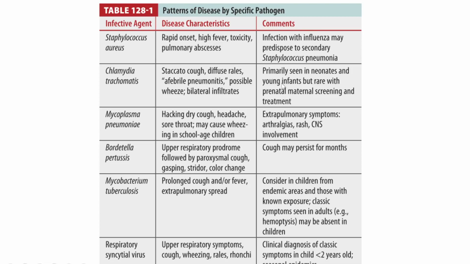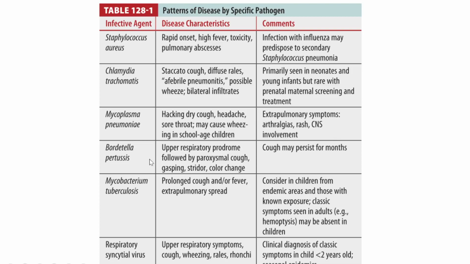It is usually primarily seen in neonates and young infants, but rare with prenatal maternal screening and treatment. In the case of mycoplasma pneumonia, the predominant symptoms will be a hacking, dry cough, headache, and sore throat. In some school-age children, it can cause wheezing. Extrapulmonary symptoms can be predominantly seen, such as arthralgias, rashes, and CNS involvement.